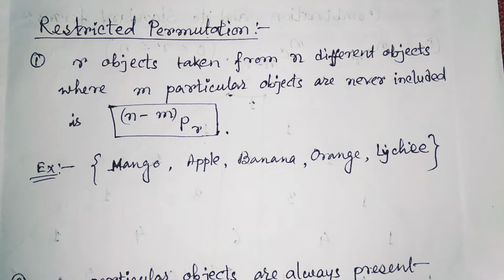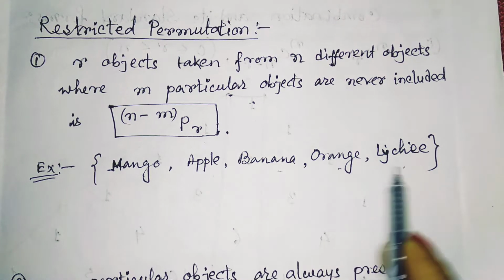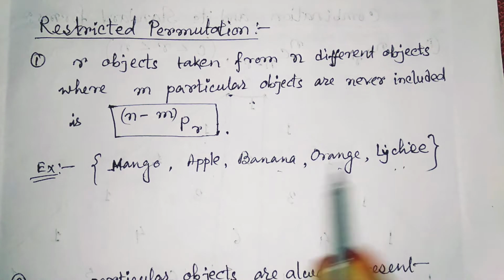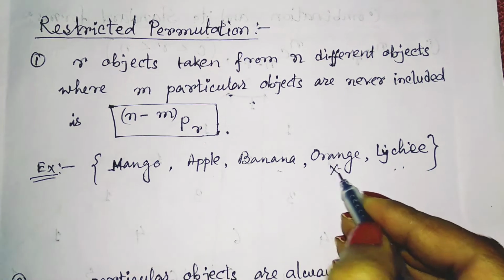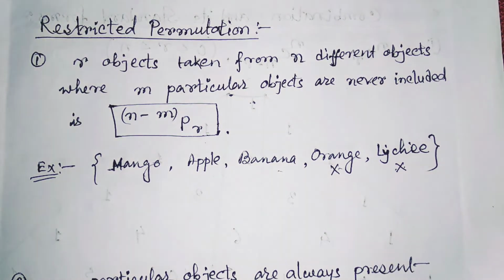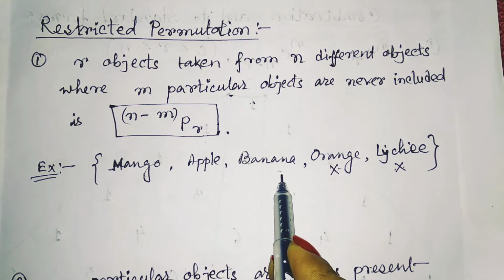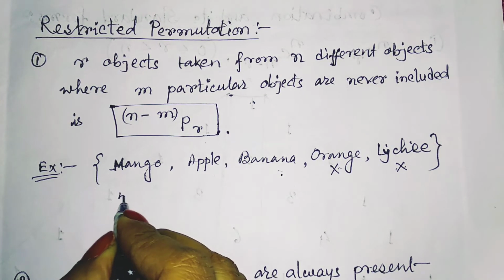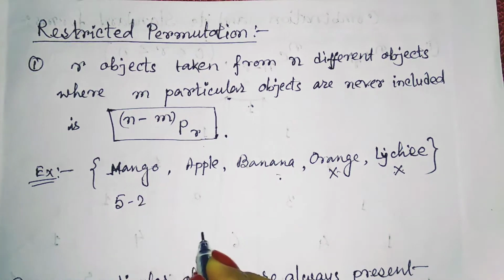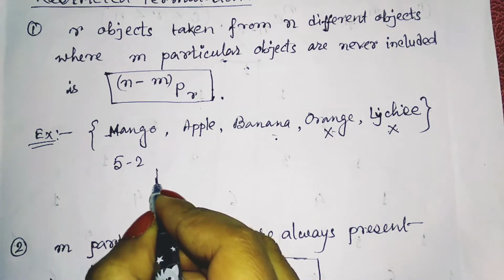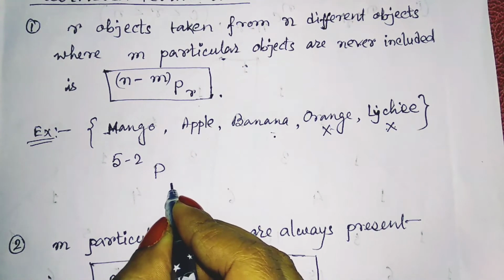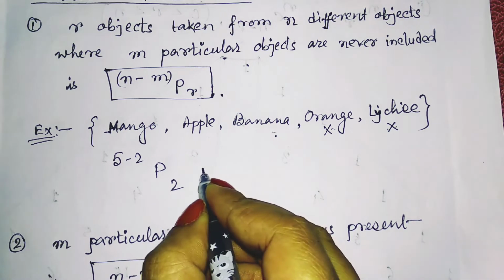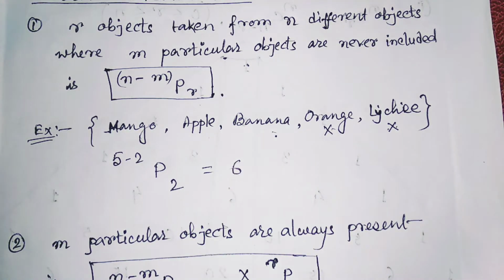For example, suppose 5 fruits are given. Among these 5 fruits, orange and lychee will never be included or taken. So from the remaining 3 fruits, we are supposed to take any 2. The remaining are 5 minus 2, that is 3 fruits. With that, we are supposed to choose any 2. So this is the total number of permutations, which is 6.